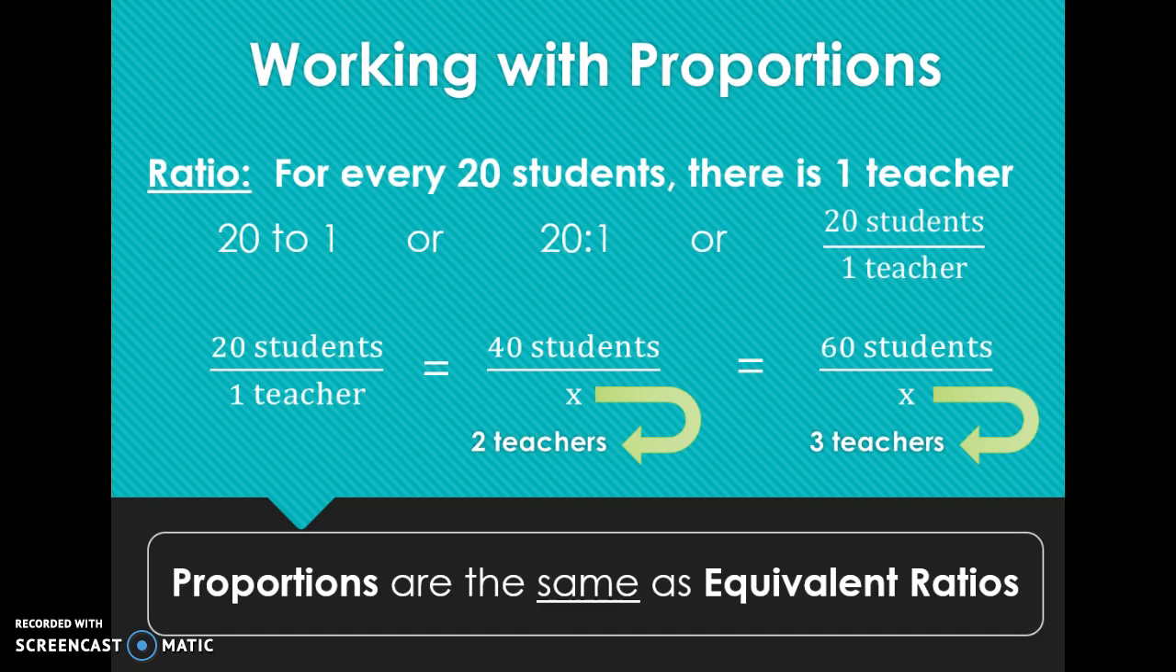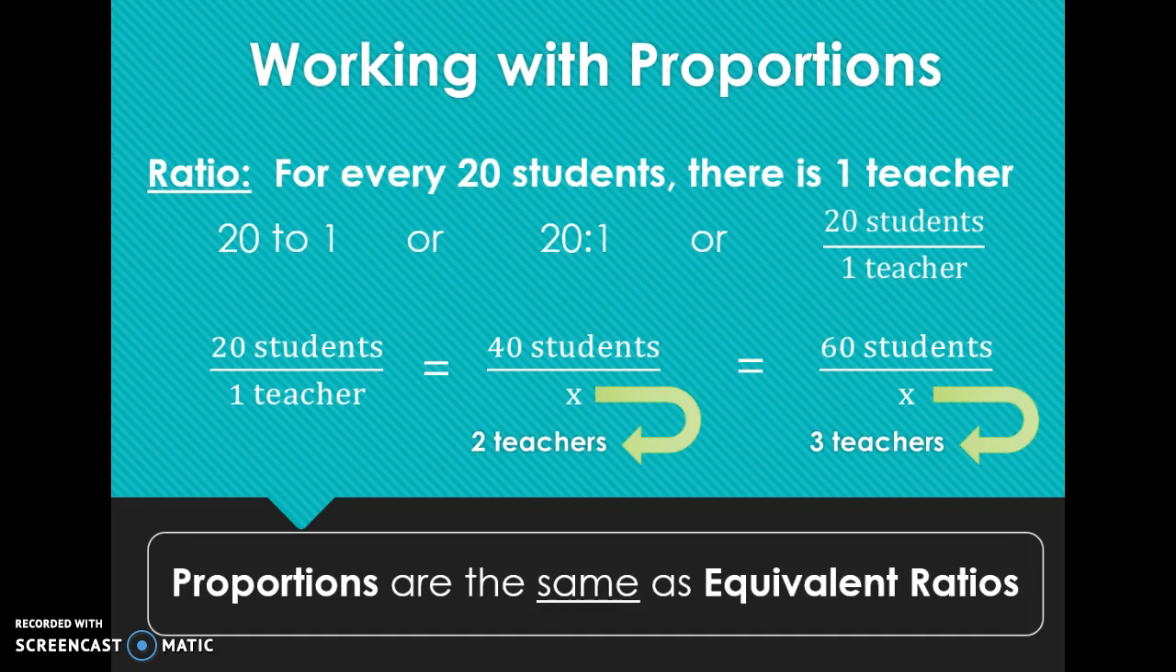For this next unit, I'm going to start calling these proportions. It's kind of like the next step. We're getting further along in the year, so we're using some new terminology. Keep in mind they're the same thing. We're showing you ratios that are equivalent.